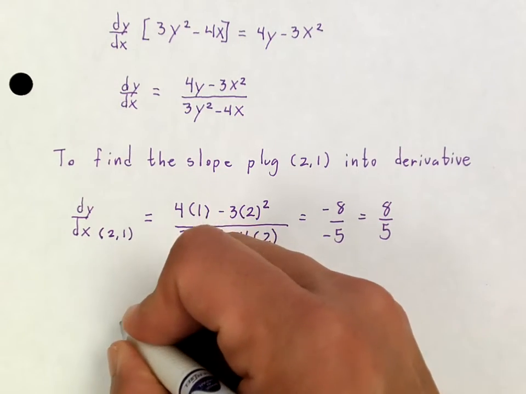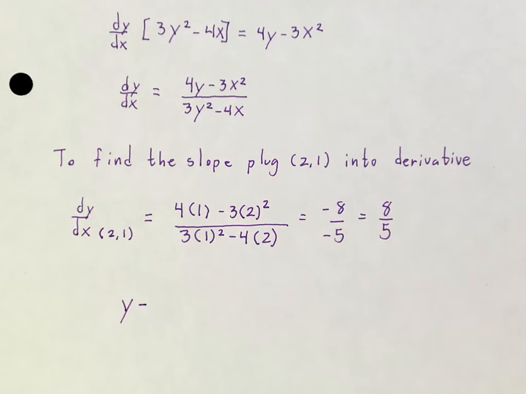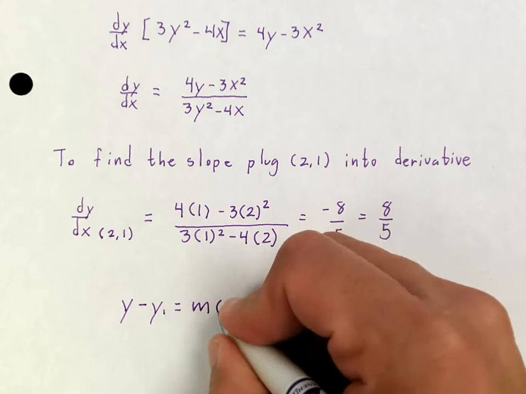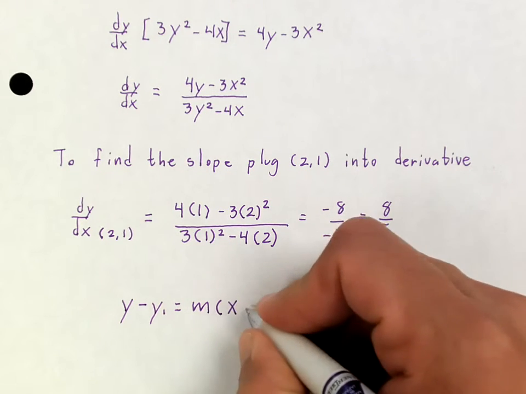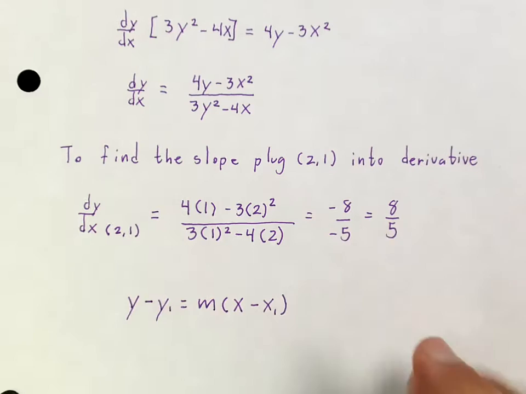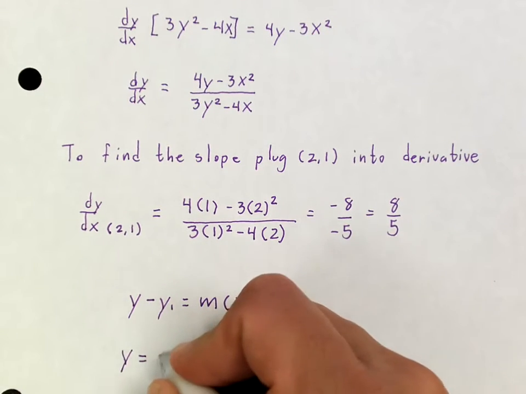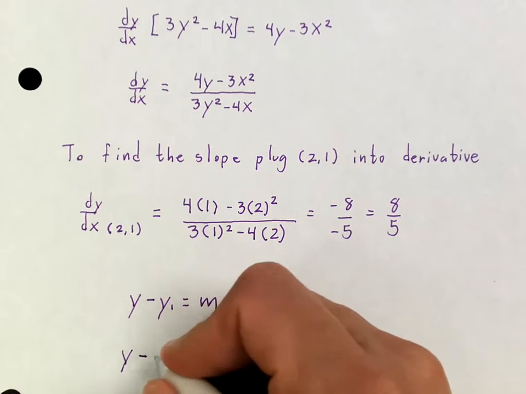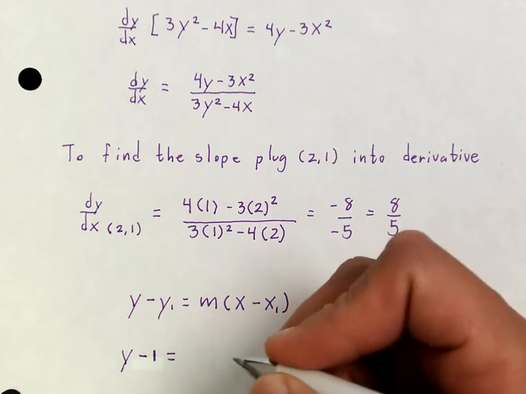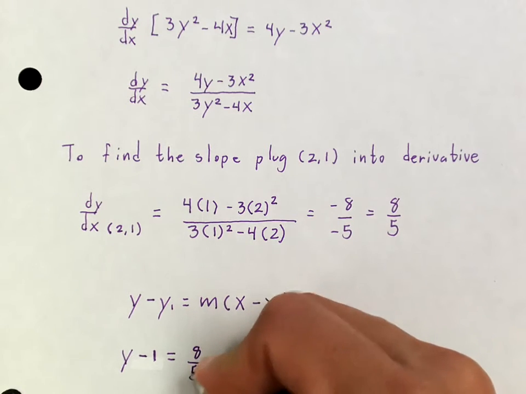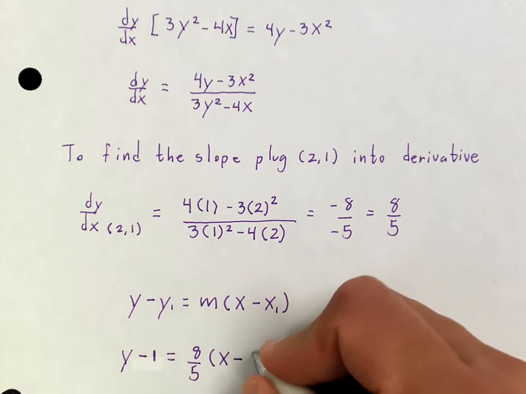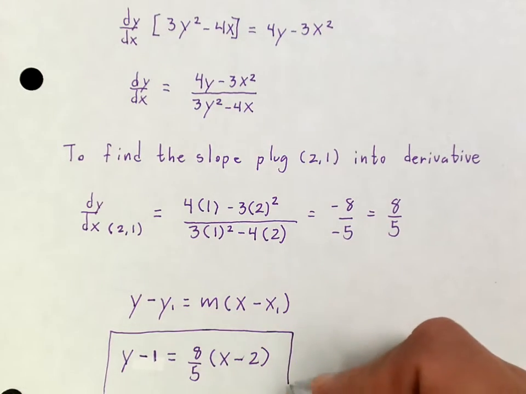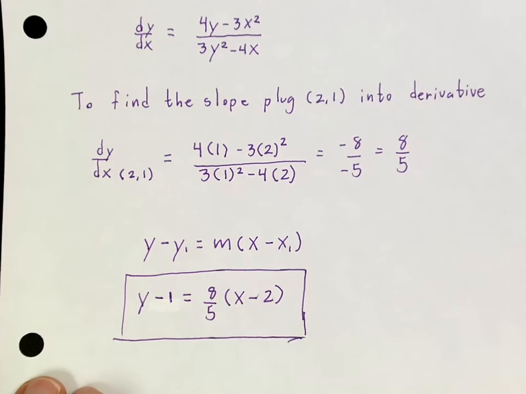Remember, to write the equation we need the point. I'll write this again, maybe you don't remember anymore: y minus y1 is equal to the slope times x minus x1. The y1 was given to me in the problem, so we have y minus 1 is equal to 8/5 times x minus 2. So that's the answer, the equation of the line. Hopefully that wasn't too confusing.